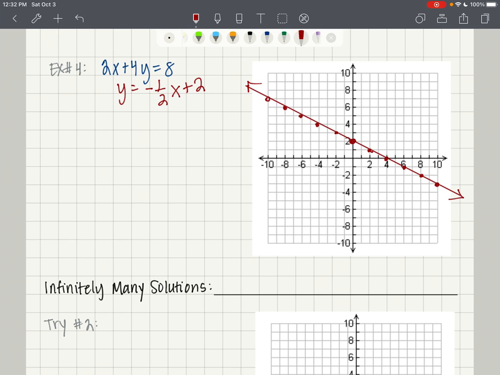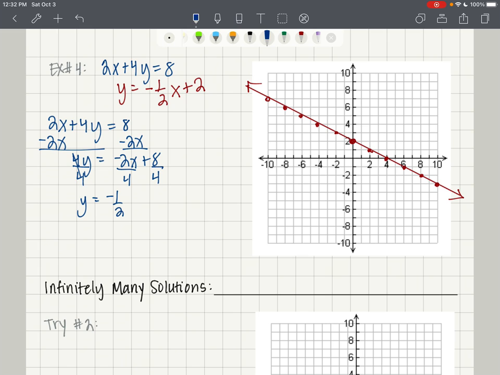And then the blue one, I'm going to have to take this 2x plus 4y equals 8, and I'm going to have to put it into slope-intercept form. So we'll subtract 2x from both sides. That's 4y equals negative 2x plus 8. And then we're going to just divide each term by 4. So y equals negative 2 over 4, which is negative 1/2, and 8 divided by 4 is 2. So, oh okay, same y-intercept.